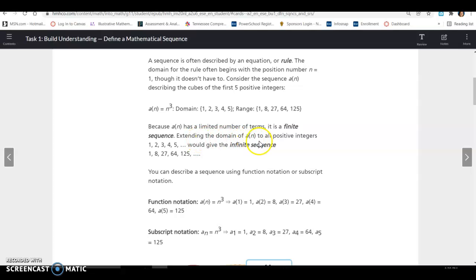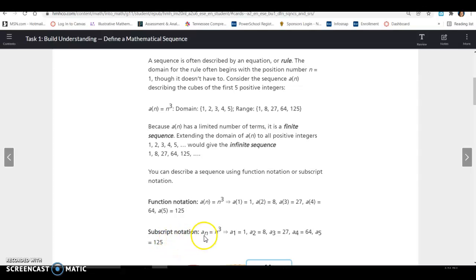Extending the domain of A of n to all positive integers, 1, 2, 3, 4, 5, ... and you know the ... means it continues, would give an infinite sequence. So that means the range would also have a ... to show that it's infinite. You can describe a sequence using function notation or subscript notation. Function notation, A of n equals n to the third. So your first term is 1, your second term is 8, your third term is 27, and so on.